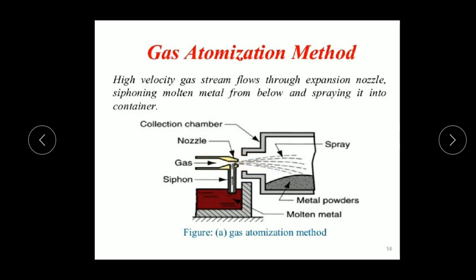Once the molten metal is struck by the high pressure gas, it turns into small droplets, as we can see, the droplets of the molten metal, which are then fed into the bottom collector. Then the solidification process begins, and after solidifying we get the fine powders at the bottom collector. Hope you understand how it works.